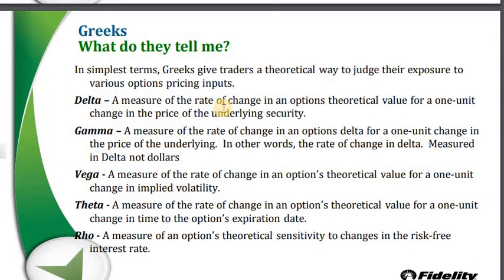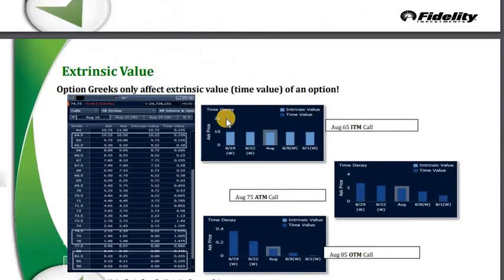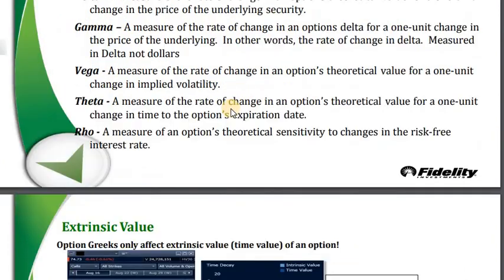Theta measures how much option value you're going to lose over time. Say for example, if the theta of an option is 1, then you're going to lose 1 rupee or $1 every day on a daily basis. Rho measures the theoretical sensitivity to the risk-free interest rate, as you were told earlier. So the higher the interest rate, the higher the option premium. Okay, so these are all the things which you have seen before this.